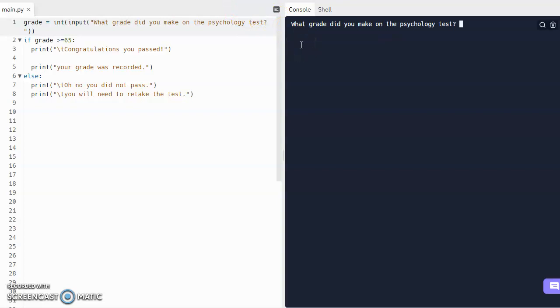And then we have to think of what might happen if you fail it, like you don't do well on it. So we're going to put something less than 65. So I'm going to put a 50. So it says, oh no, you did not pass. You'll need to retake that. So that is what happens with our string discussion.